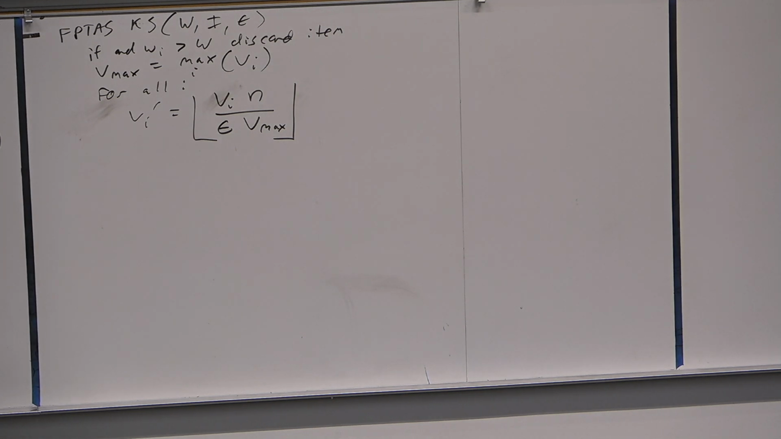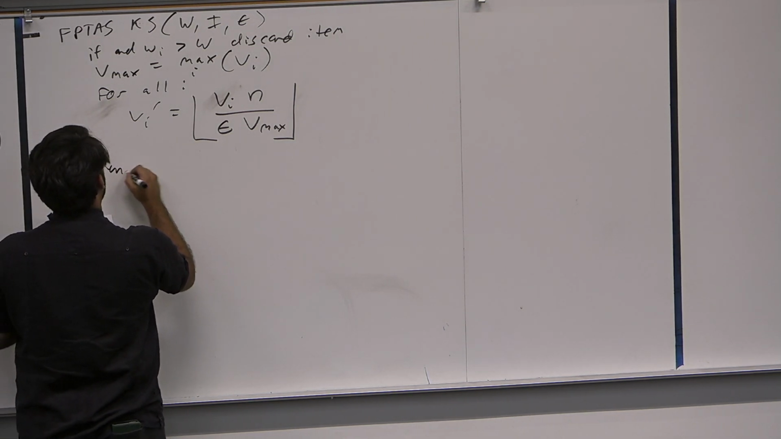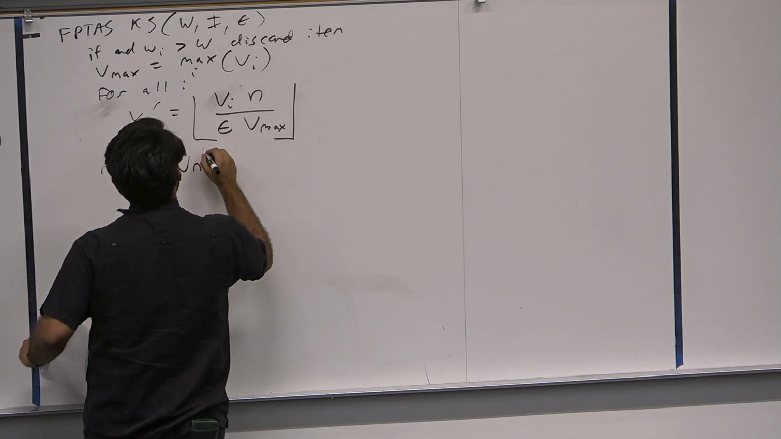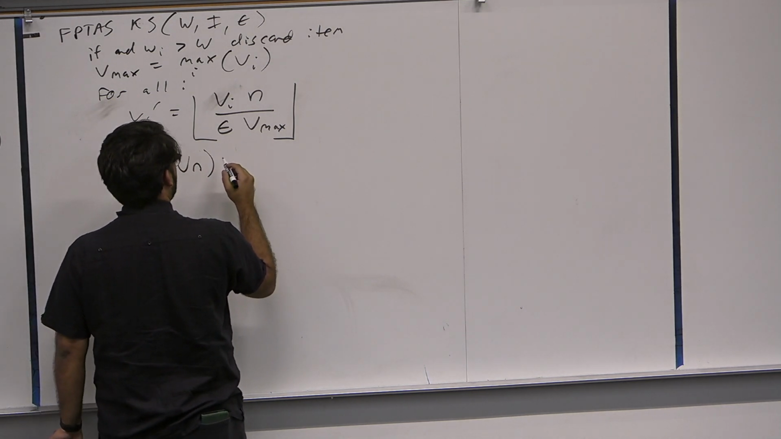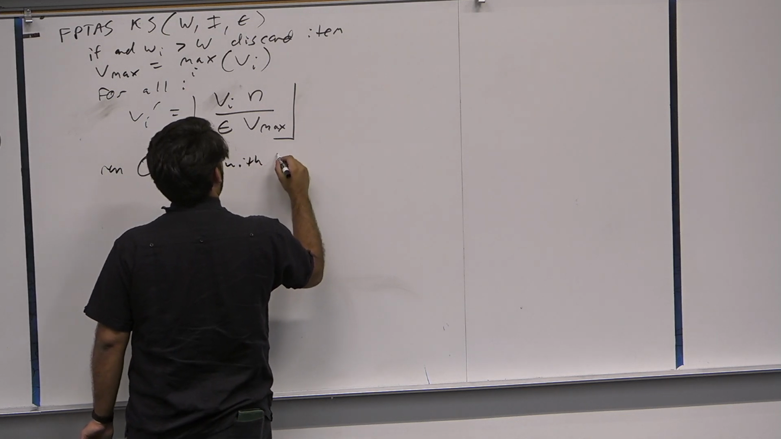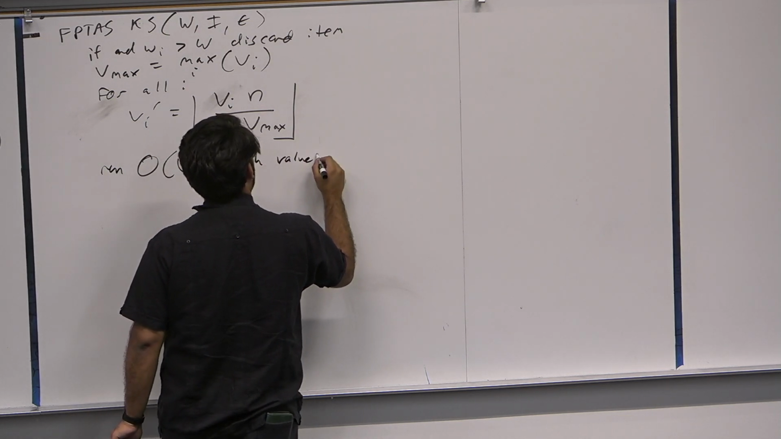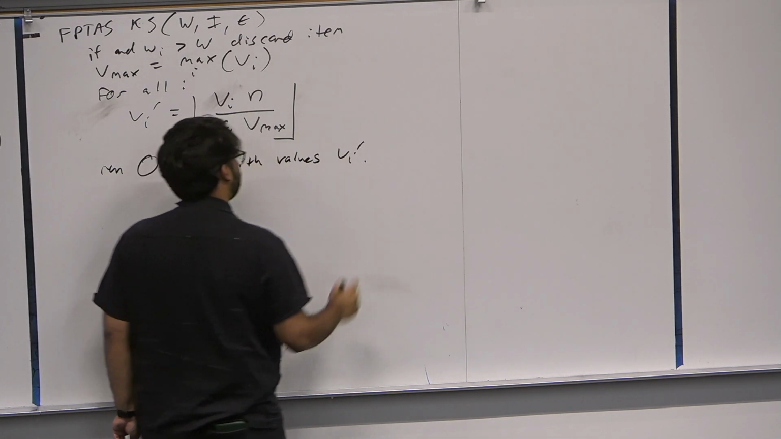This v prime here is essentially a scaling down of the value vi, right? If you think about it, vi is smaller than v. V prime is smaller than v, right? So all we're going to do then is run the O of vn knapsack, and this actually should be the sum of the scaled down ones instead of the actual ones, with values of vi primed.